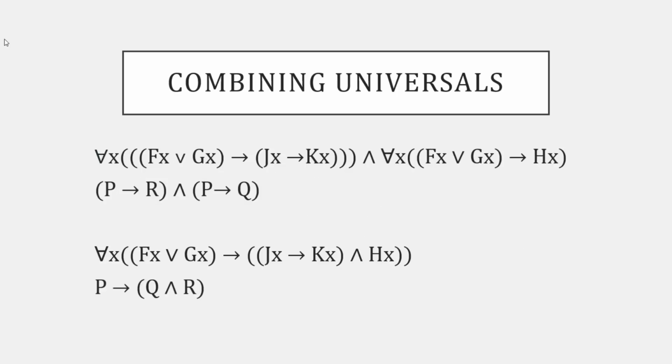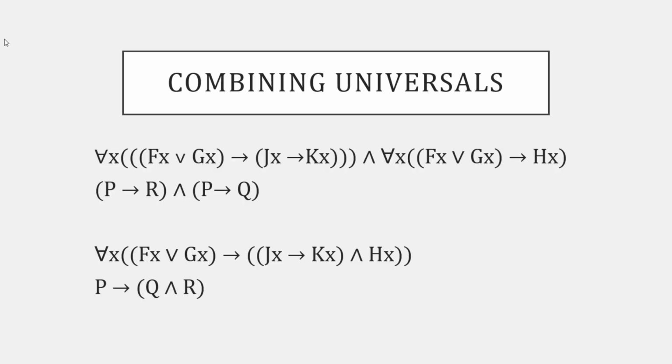So suppose we do this. Suppose we say fx or gx is a sentence P. And if jx and kx is the sentence Q. OK? So we're just simplifying what's being represented here.